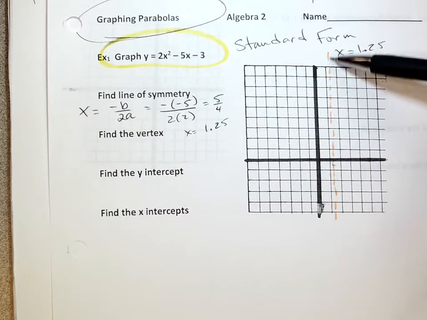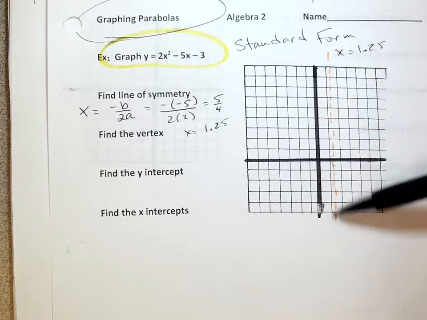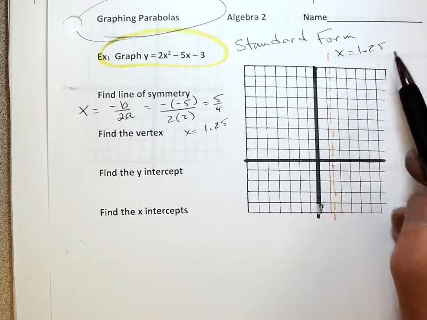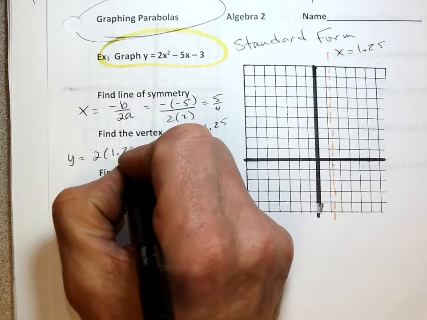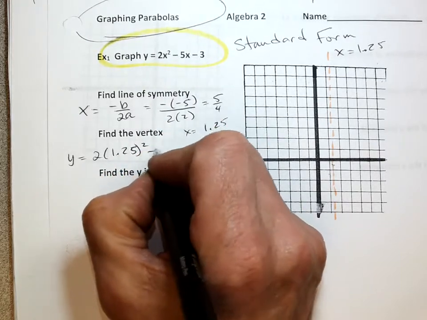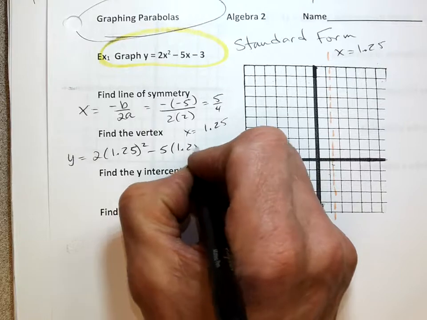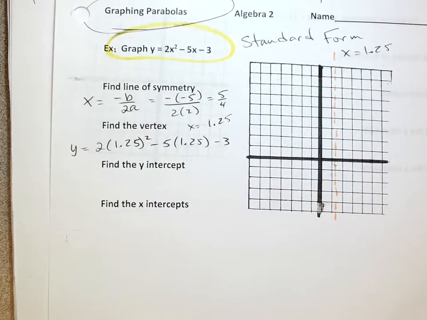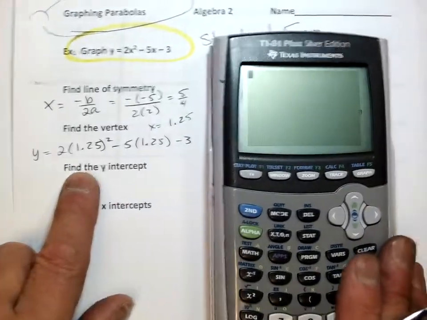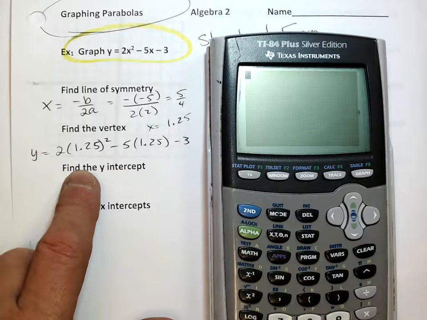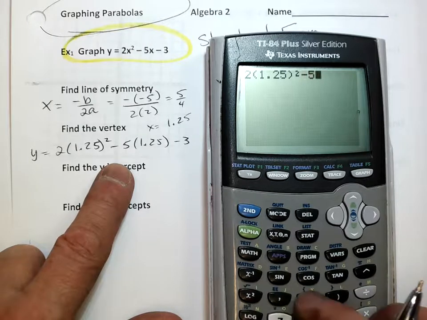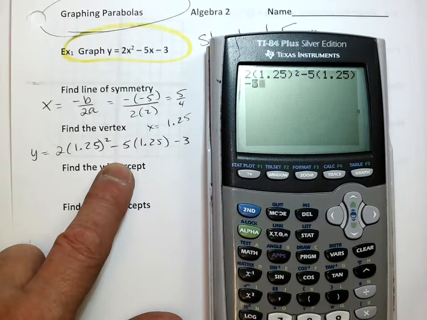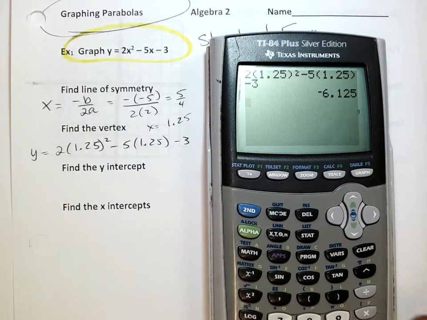Now I know the vertex has to lie along this line, I just don't know where. To find its y value, plug this in. y equals 2 times 1.25 squared minus 5 times 1.25 minus 3. Honestly, I just use a calculator. I'm smart enough to know that I'm going to make a mistake. So 2 times 1.25 squared minus 5 times 1.25, subtract 3, and I get negative 6.125.